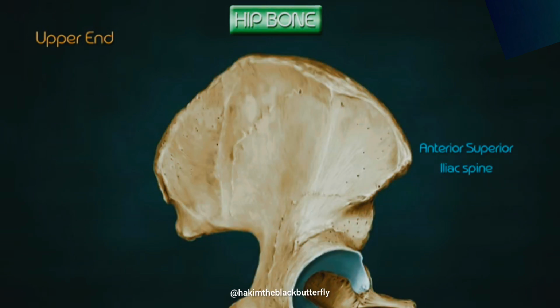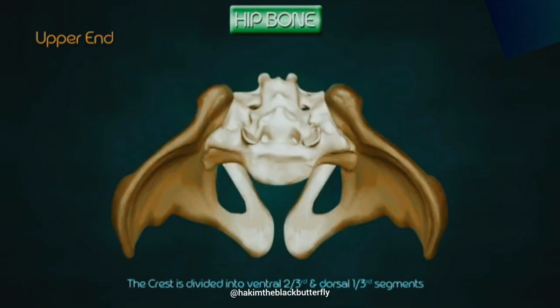Anterior superior iliac spine. It is a projection situated at the anterior end of the iliac crest. Posterior superior iliac spine is a projection situated at the posterior end of the iliac crest. The crest is divided into ventral 2/3 and dorsal 1/3 segments.